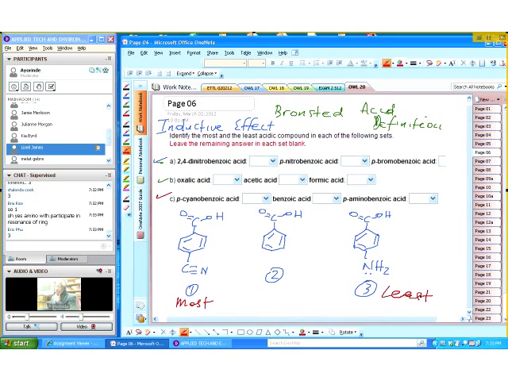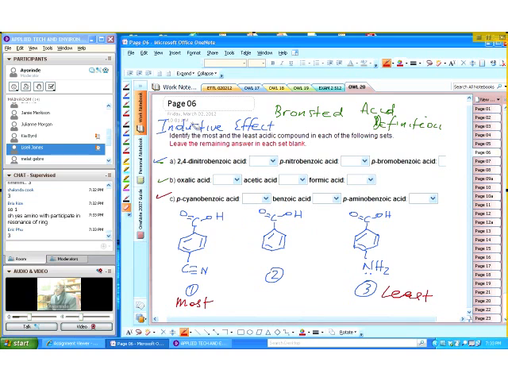Okay, so if you get this kind of question in any quiz or exam, this is the same kind of rationale that you have to use. This is all based on the stability of the conjugate base. Any atom or group that will stabilize the conjugate base will make the conjugate base very stable.